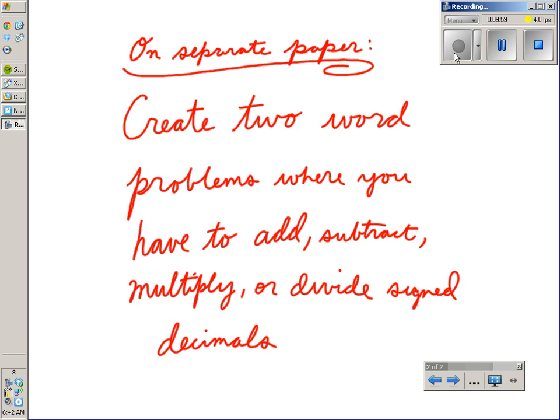Again, on a separate piece of paper, create 2 word problems where you have to add, subtract, multiply, or divide signed decimals. Money is always a good example for where you have to add or subtract or multiply or divide decimals. And then be creative. See what you can think of. See what kind of scenarios would require somebody to add, subtract, multiply, or divide decimals where they're positive and negative.